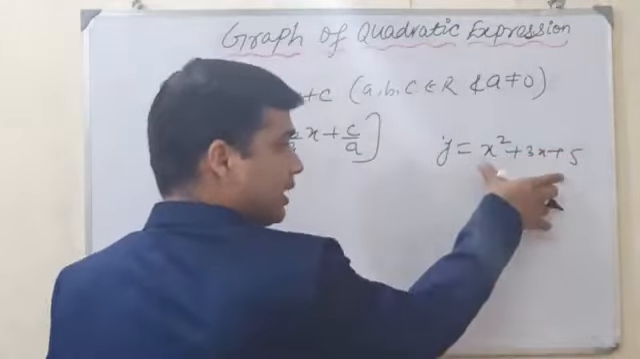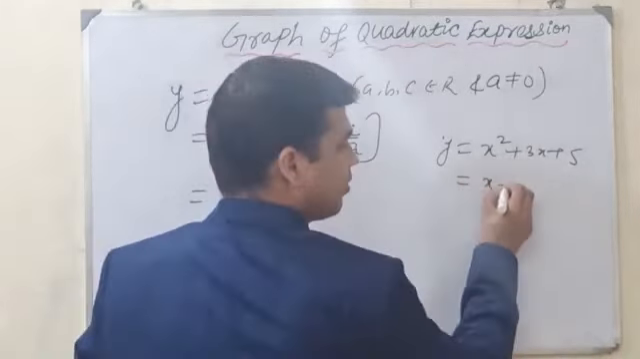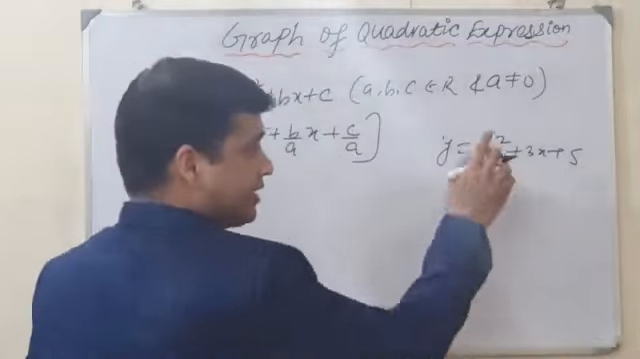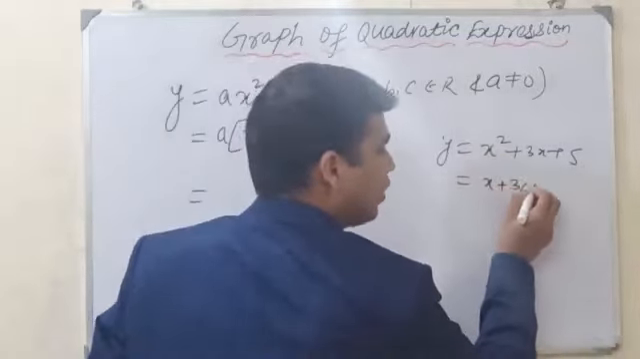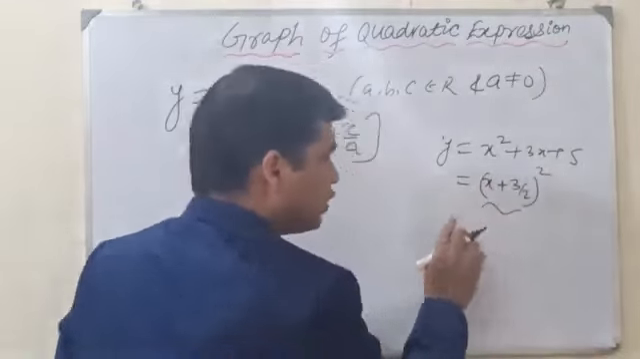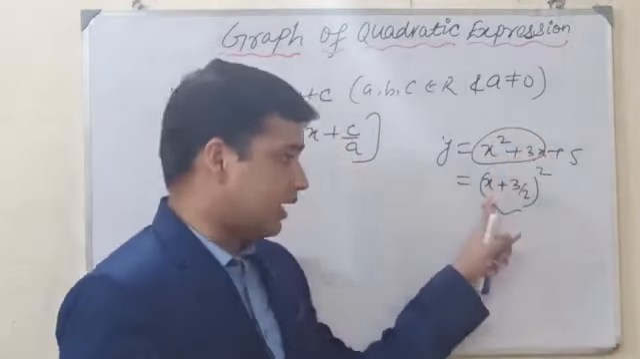So how to make it a perfect square? It's very simple. Plus sign is there with x, so write down plus. After that, half of the coefficient of x, so (3/2) whole square of this. Now if you open this bracket, you will get these two terms here.